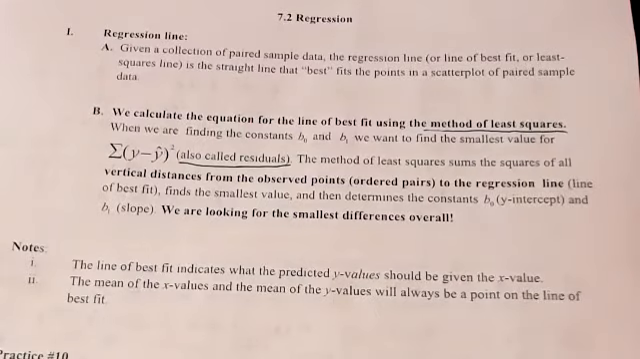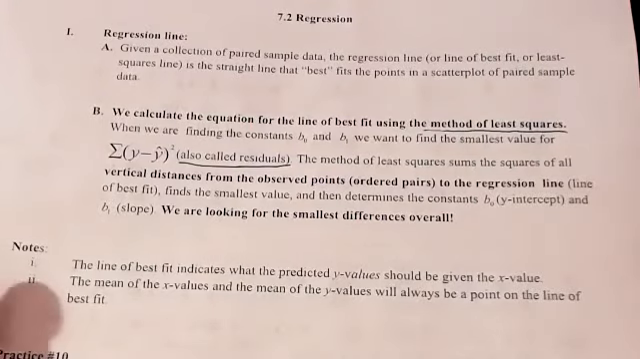The method of least squares sums the squares of all vertical distance from the observed points, ordered pairs, to the regression line, the line of best fit. It finds the smallest value and then determines the constants, your y-intercept, which is b sub 0, and your slope, which is b sub 1. We are looking for the smallest differences overall.